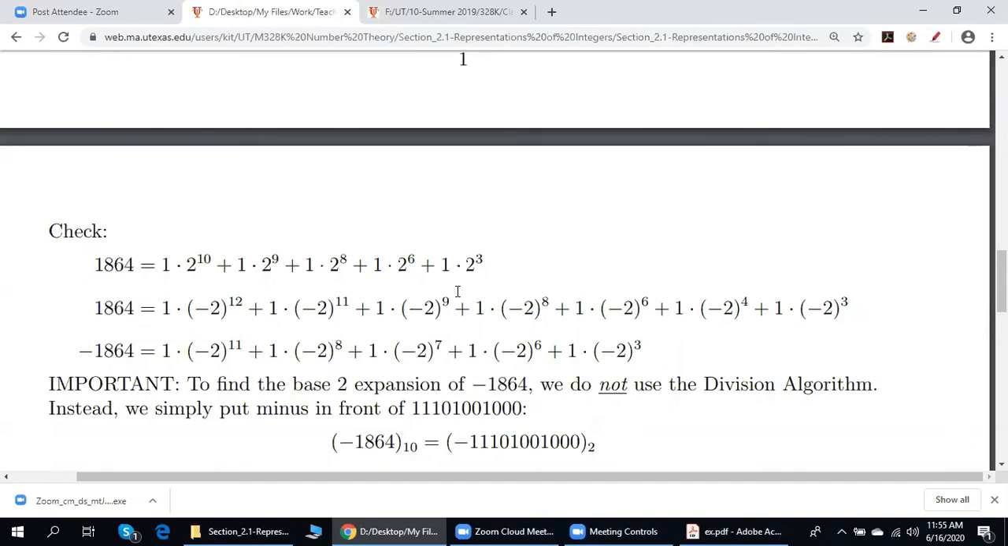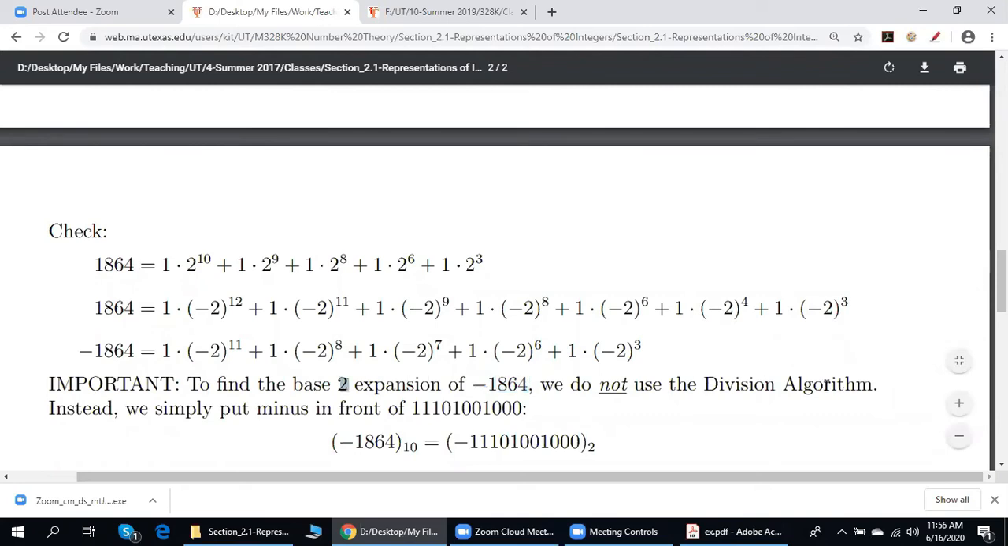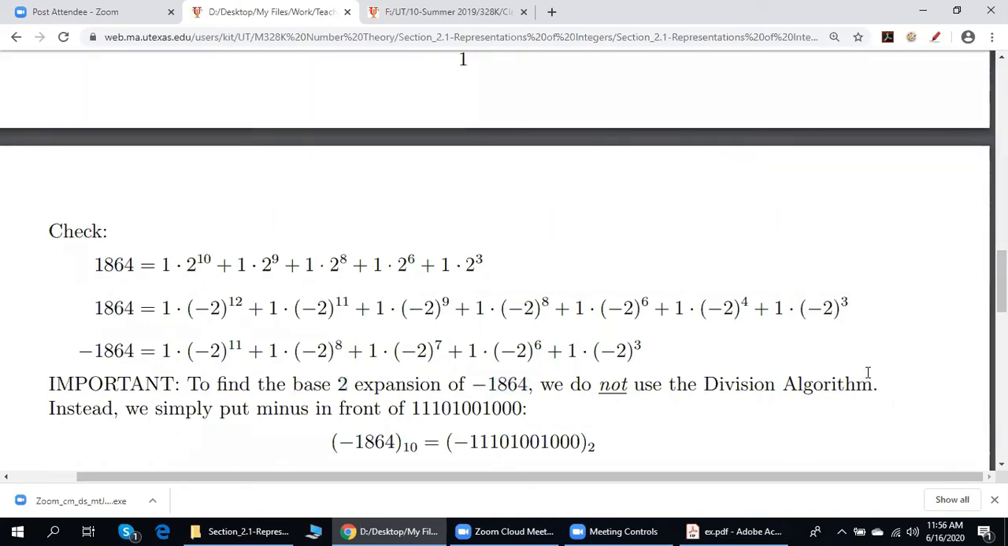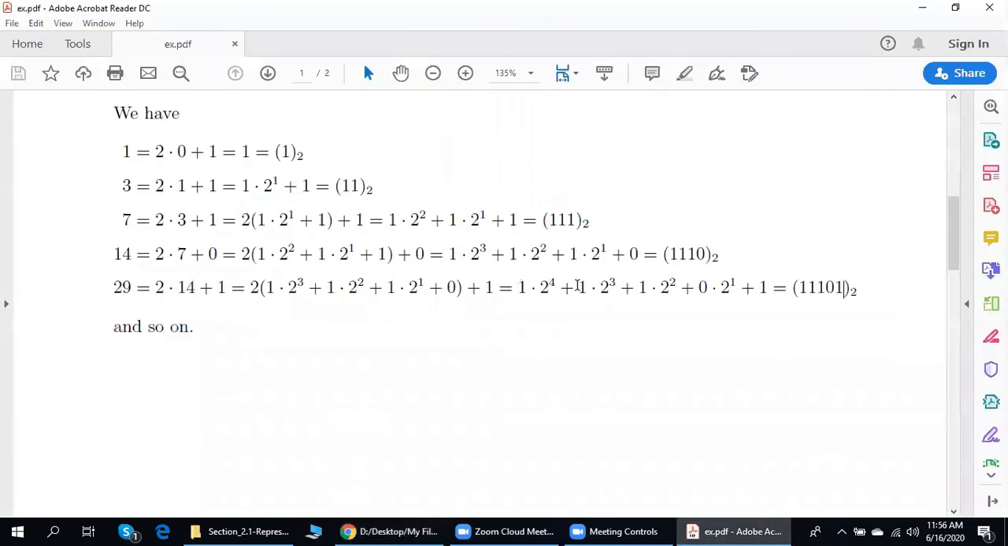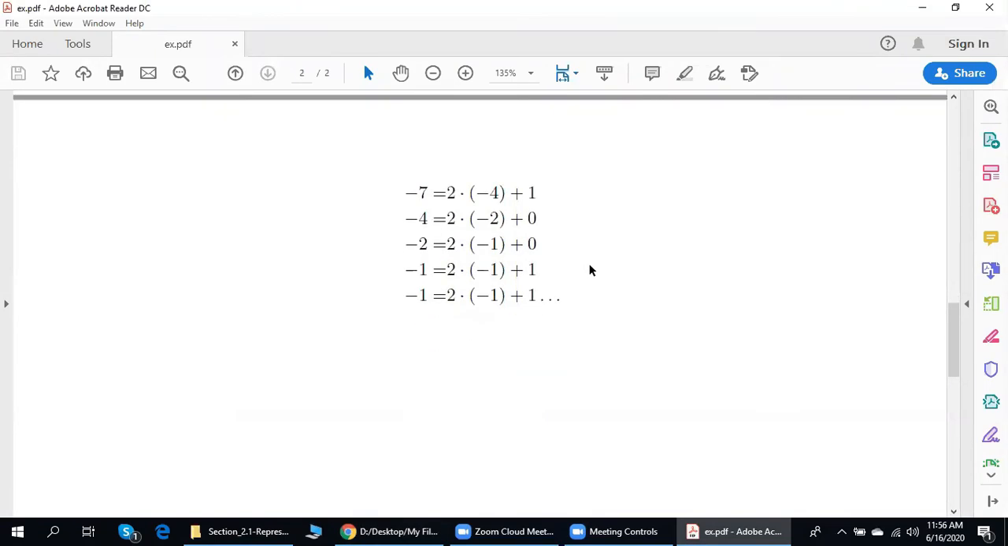But then the next question is, how come that in this case we can't use the division algorithm? What if we apply the division algorithm in this case? What will go wrong? Well, here is an illustration. Please take a look at a simplified version of that example. Let us apply the division algorithm in order to find base 2 expansion of negative 7.